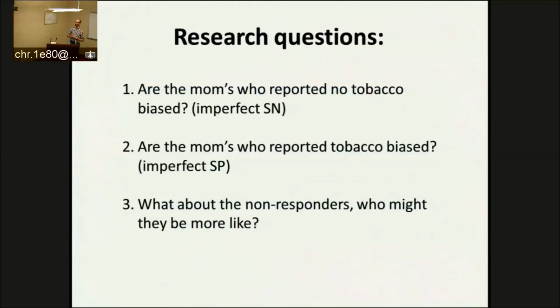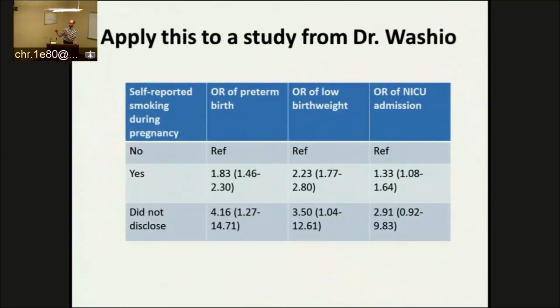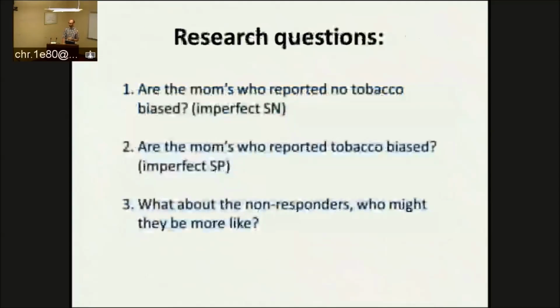So, are the moms who reported no tobacco biased in perfect sensitivity? Yeah, probably. Are the moms who reported tobacco biased in perfect specificity? Probably not. Again, there's no reason to report this if you didn't do it. What about the non-responders, though? How can we deal with them? How can we either fit them to the yes category or the no category? So we can impute their truth based on some characteristics of the mom. And we still have to figure out what those characteristics are. But with that knowledge, we can then try to predict did they use tobacco or did they not use tobacco.